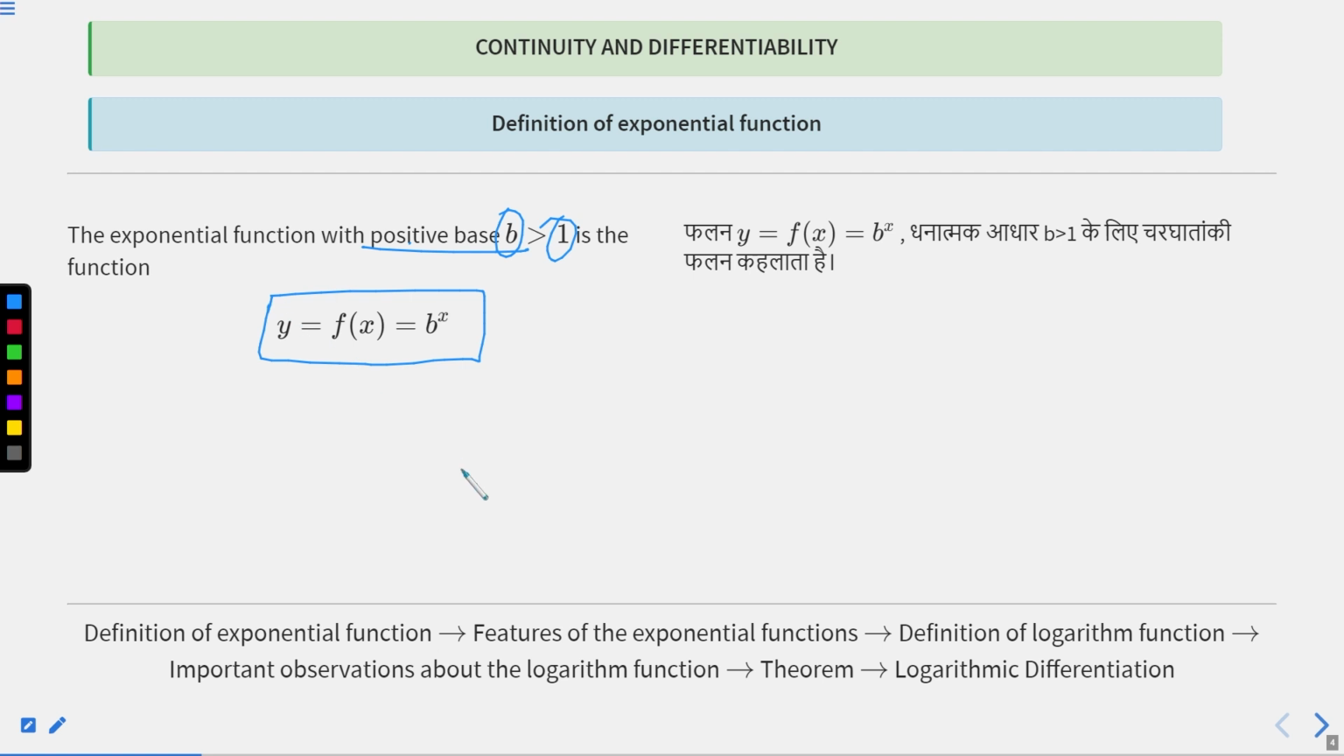Clear? So far so good. So this is the way we first introduce our exponential function formally. Now let's go to the next slide.